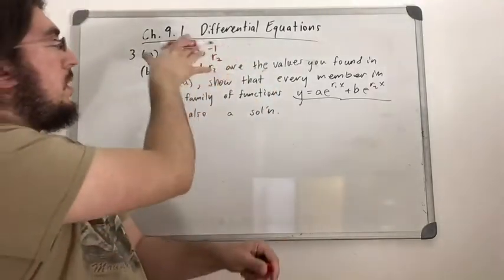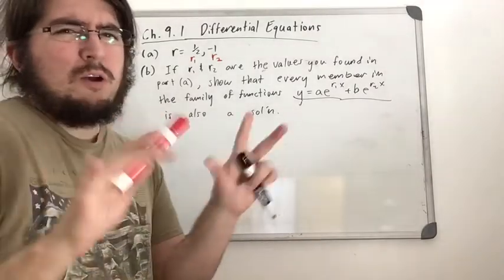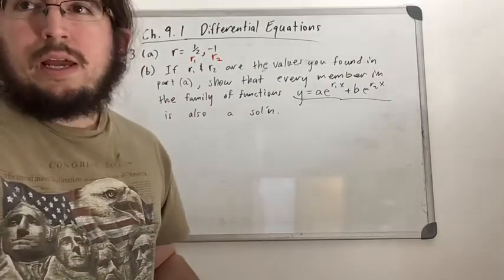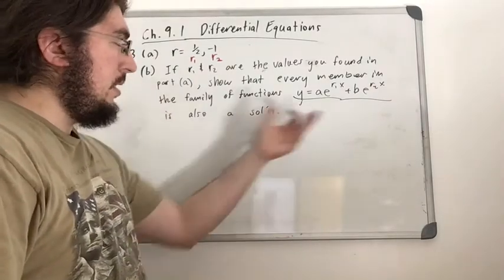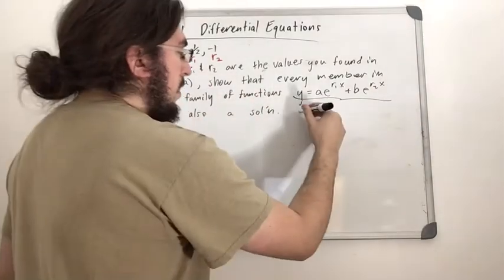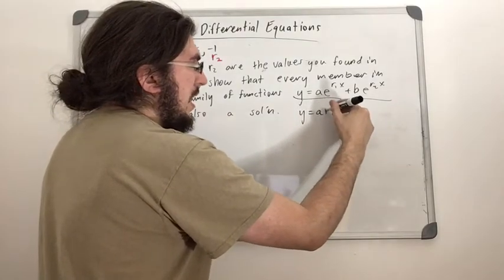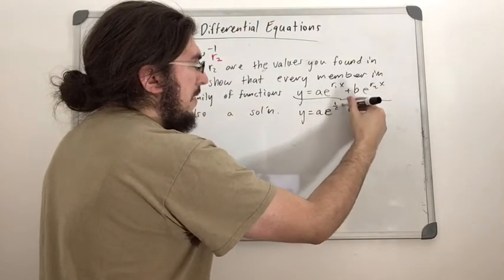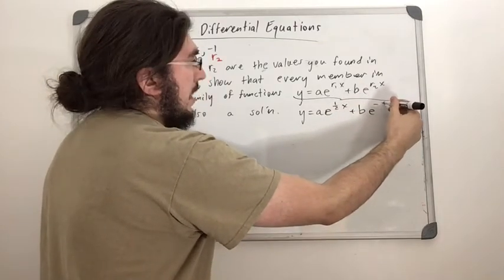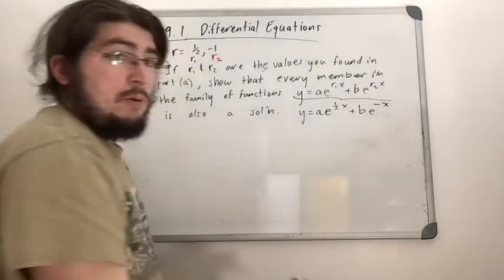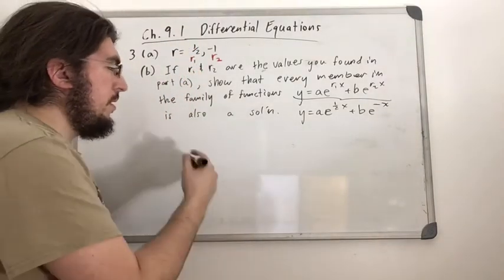So I wrote the results we got from part A above. Let's label the first one as r1, the second one as r2. Doesn't matter which one you label as which, by the way. And yeah, let's plug that into this. Of course, doing that, we're going to get y equals a e to the 1/2 x plus b e to the negative 1x, or just negative x. We want to see if that's a solution to that same differential equation, which I don't have written here.